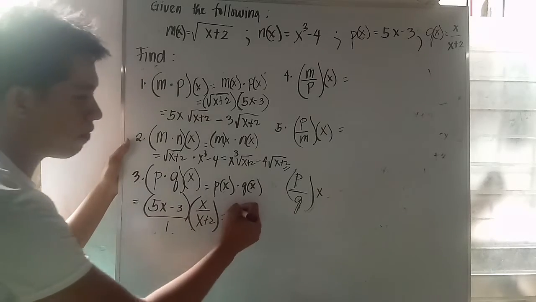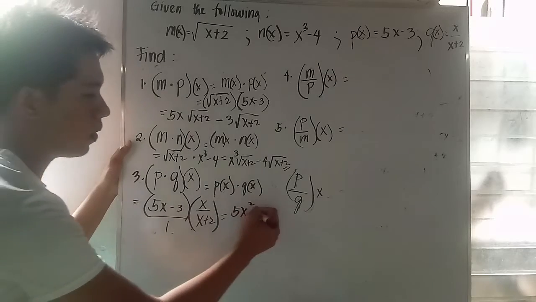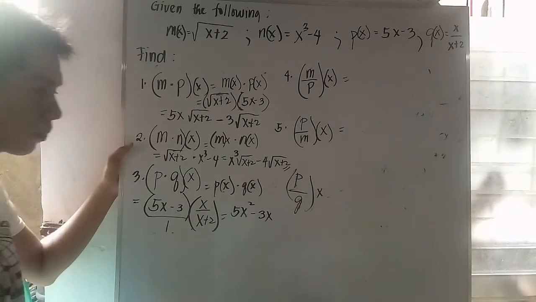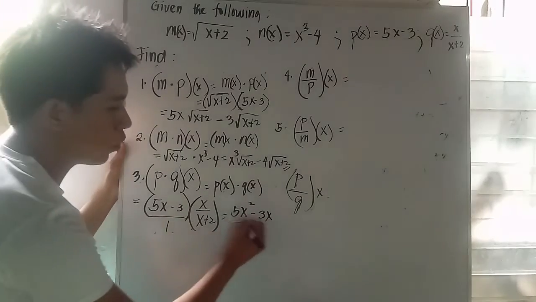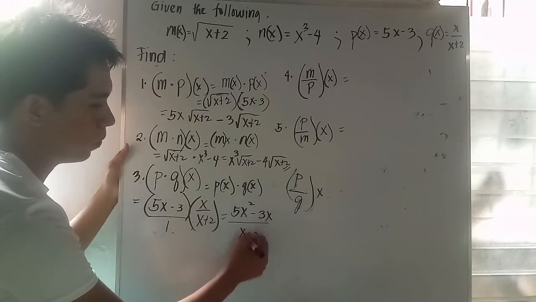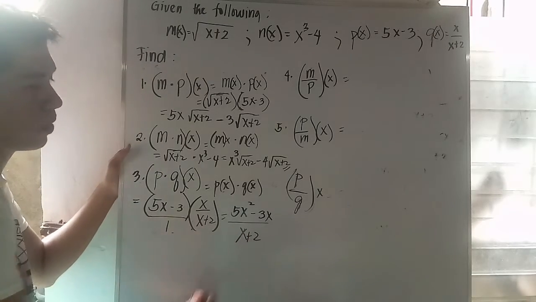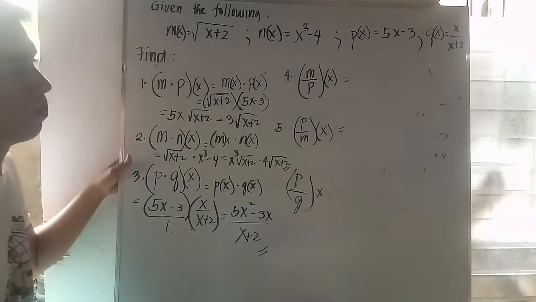So x times 5x, 5x squared. x times negative 3, we have negative 3x. We distribute. Next, copy x plus 2. x plus 2 times 1, that is x plus 2. So this is now the answer.